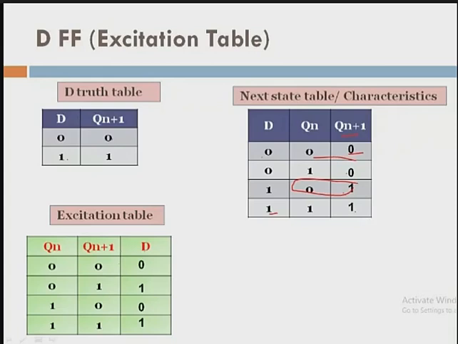Otherwise, while writing the excitation table, you can use the trick: whatever the Qn plus 1 column value is, you can just write it down as the D value.